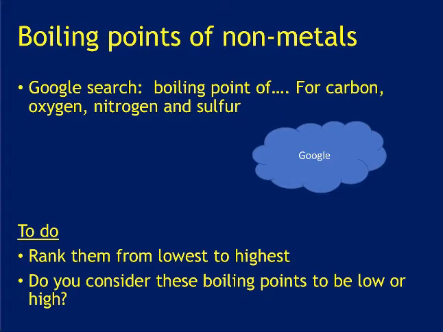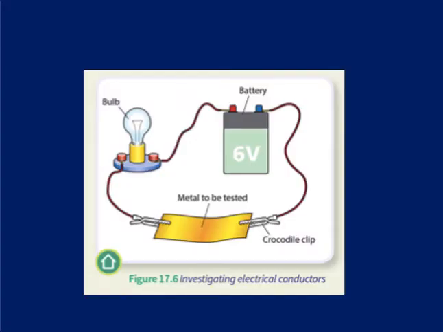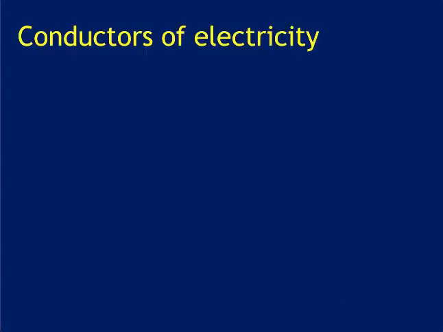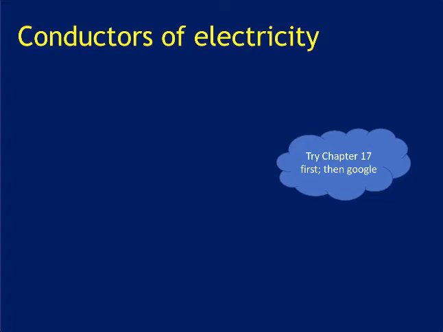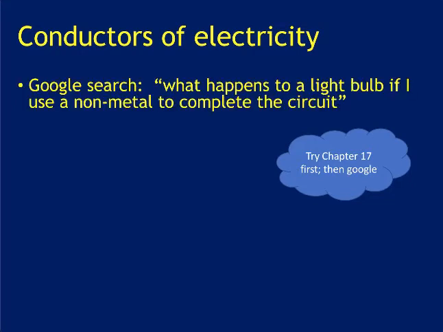So CF is just Latin for compare. You can compare the boiling points now to the ones you found for metals, and that may help you to answer the question, are these low or high boiling points? So again, we would have had a look at whether or not non-metals are good conductors of electricity. So chapter 17 first, and if in doubt then Google.